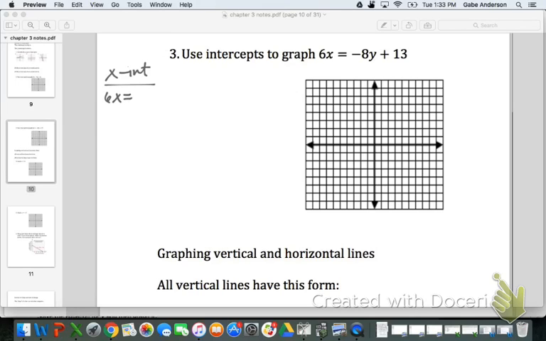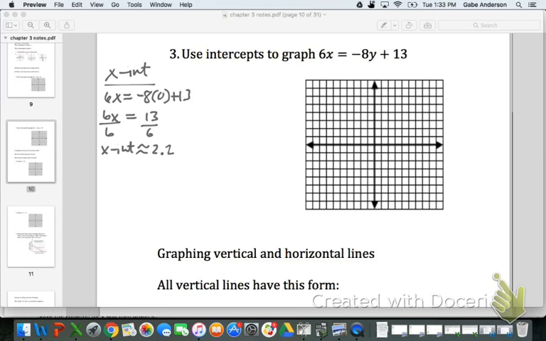6x equals negative 8 times 0 plus 13. Of course, just like before, anything times 0 is 0. So I end up with 6x is equal to 13. Divide both sides by 6. And my x-intercept is approximately 2 and 1/6, right? So I'll say approximately 2.2. If I were grading a quiz, I would see that 13 over 6 and realize, yeah, they definitely got it. They understand that it's 13/6, and on a graph, approximately 2.2 makes sense.